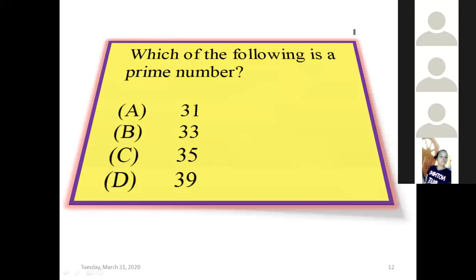33 won't work because it could use 11. 35, you have 5 and 7 as factors. 39, you could have used 3. So the answer there is A.